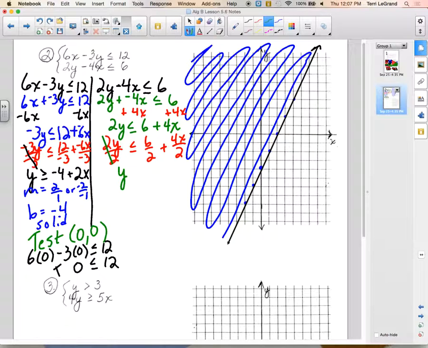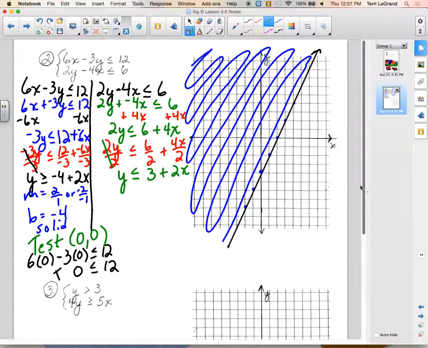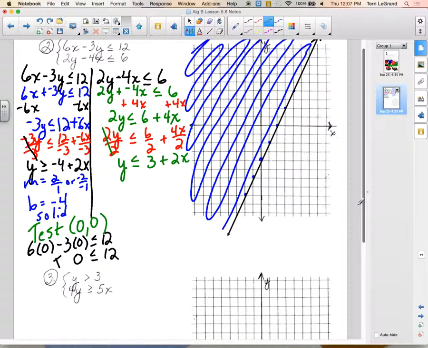Do we need to switch the inequality symbol? Do we divide by a negative? Nope, so we're going to leave it going the direction it is. 6 divided by 2 is 3. 4x divided by 2 is 2x, right? Okay. So m is 2 over 1 again, or negative 2 over negative 1. b is 3. Solid or dash line?